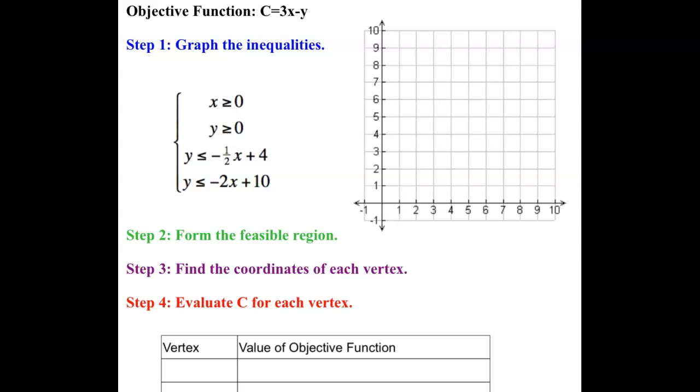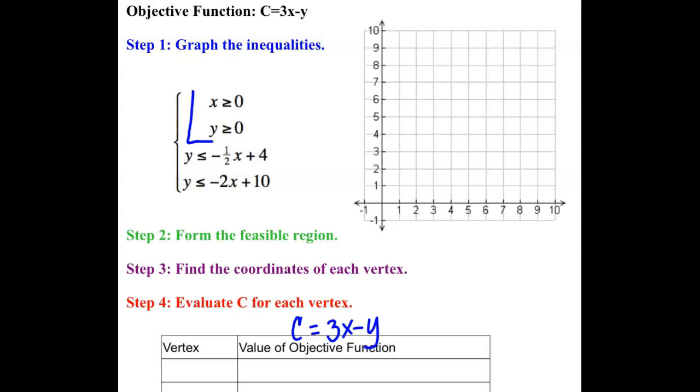All right, let's try another example. This time our objective function is c equals 3x minus y. We don't have to graph that, remember. We just are going to use that when we do our final looking for our maxes and mins. So step 1 was to graph our inequalities.